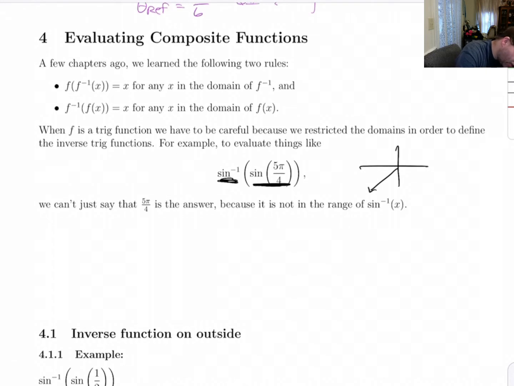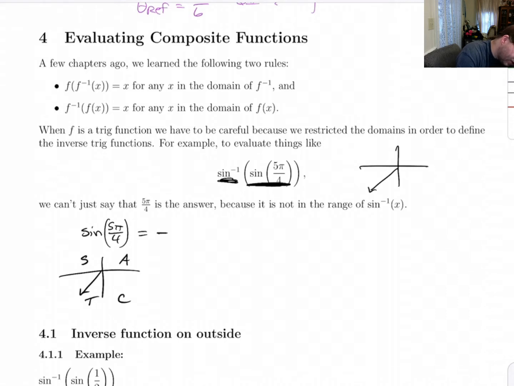One is just by working through it brute force. If you look at sine of 5 pi over 4, that's over here in this quadrant. Down there, sine is negative. ASTC, sine's negative. And the reference angle is pi over 4. And the sine of pi over 4 is root 2 over 2.